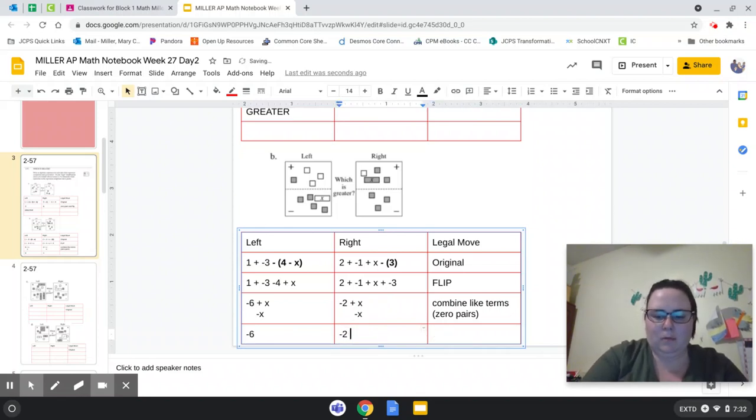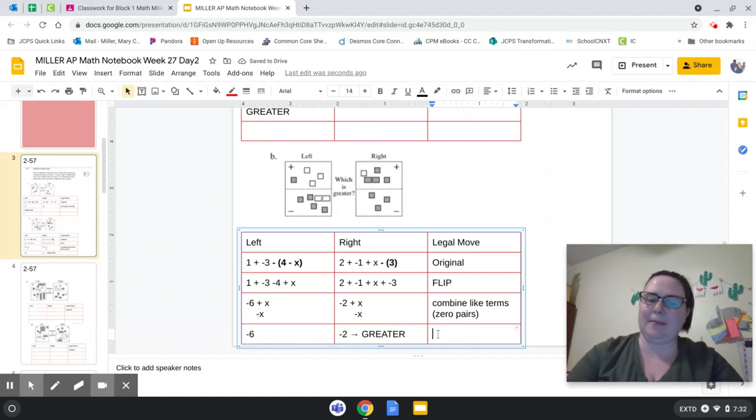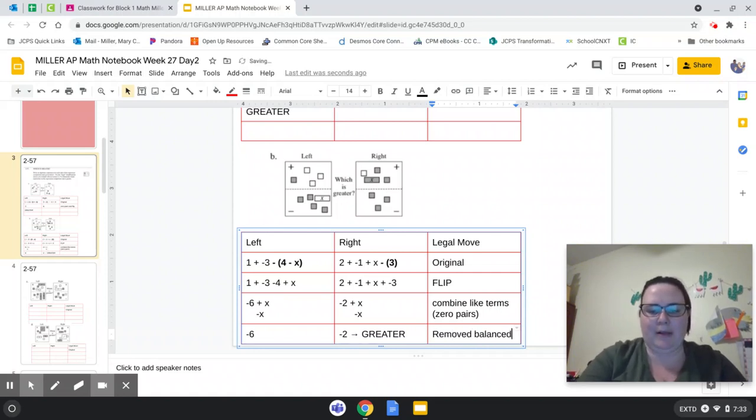okay, which is greater. Be careful with those negatives. Just because the digit is bigger does not mean the number is greater. Think about which one is furthest to the right on the number line. That one is greater. Okay, and in order to do that, we removed, balanced, set.